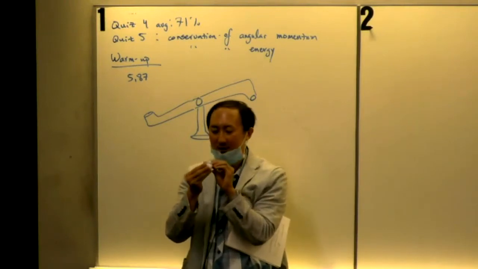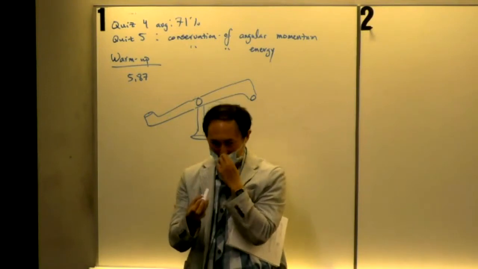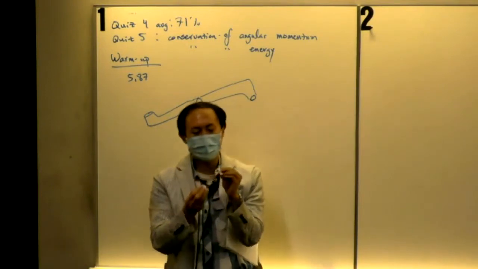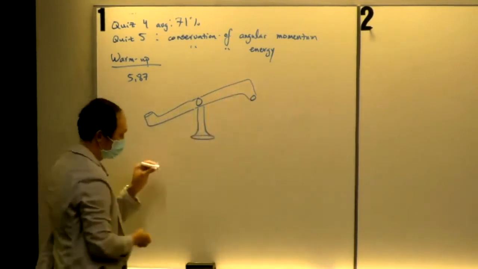Okay, let me just do that again. Okay, so why is it spinning? The reason why it spins has to do with the orientation of each of these nozzles. So that's what I basically have drawn here.